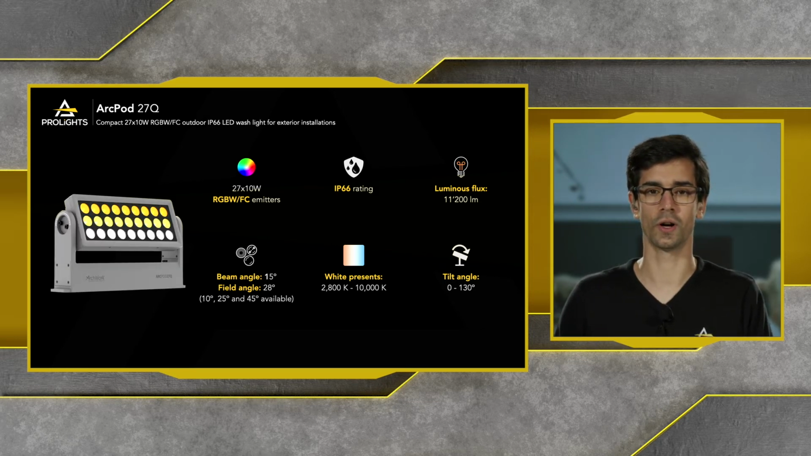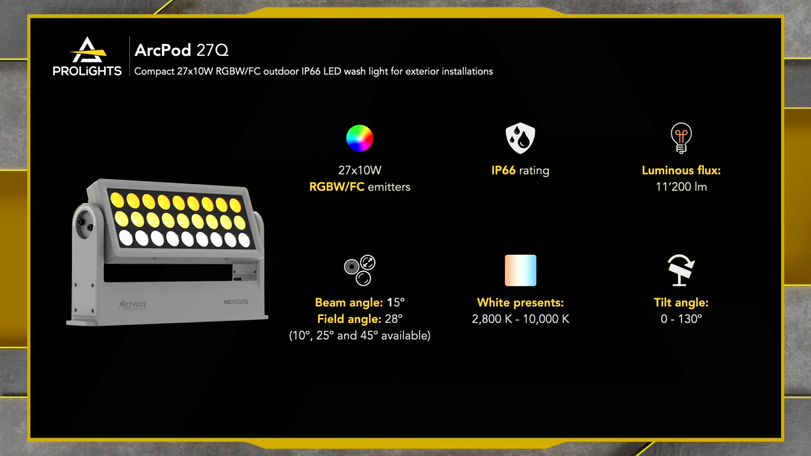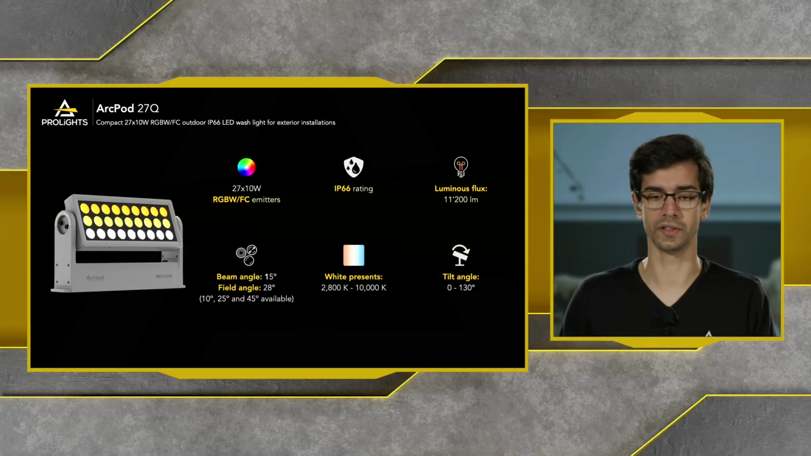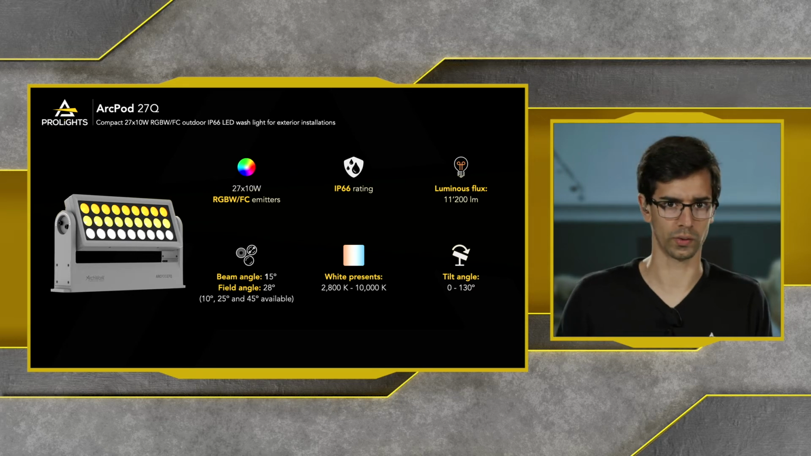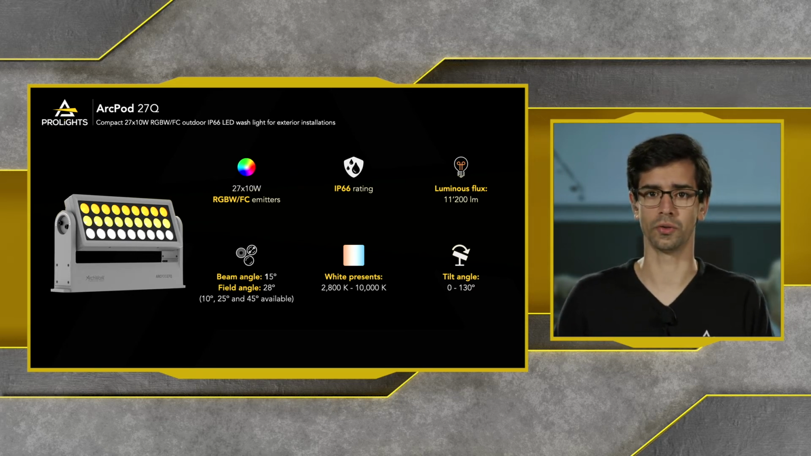So next up, we've got the ArcPod 27Q. The ArcPod 27Q has 27 LED emitters, so again with the 10-watt LED emitters times 27, RGBW full color, also IP66 rated, with a luminous flux of 11,200 lumens. The beam angle is very similar, from 15 degree beam angle with a field angle of 28 degrees, again with accessories available of 10 degree, 25 degree, and 45 degree optics. Same wide presets from 2,800 Kelvin upwards of 10,000 Kelvin, with the tilt angle from 0 to 130 degrees.